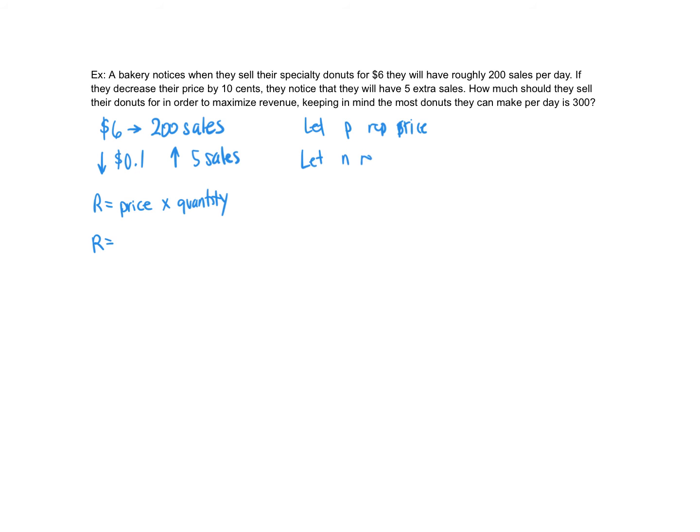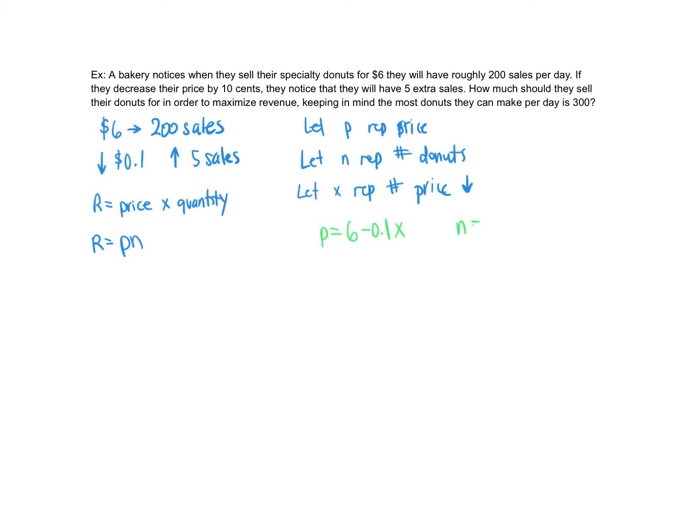Let N represent the number of donuts, or we could use D for donuts. So here we have P times N. And I need to come up with those little side note equations for price and donuts. So I'm going to let X represent the number of price decreases. That way, my price starts off at $6 and we drop the price, so subtract 0.1 X times.